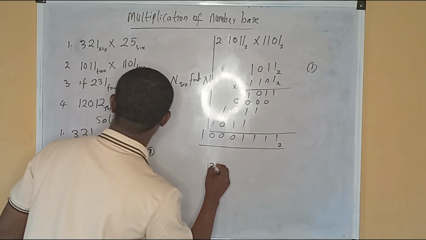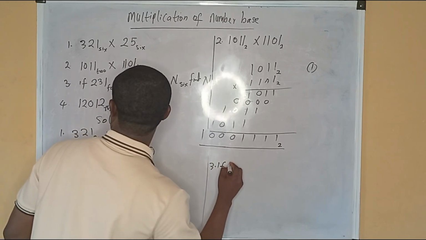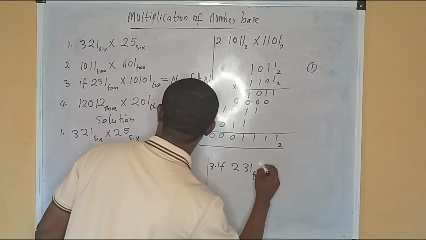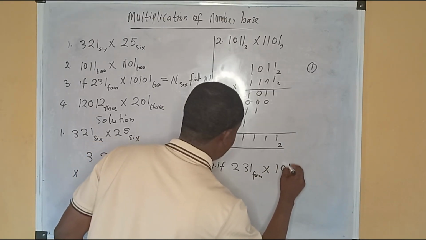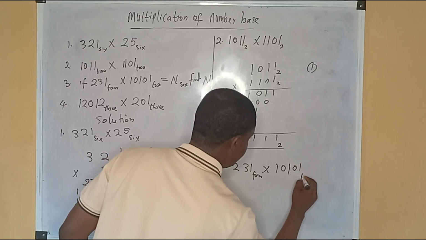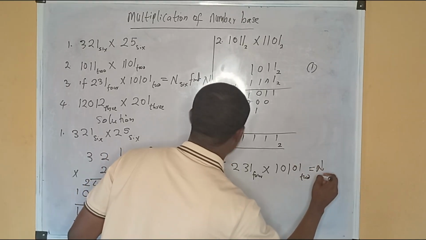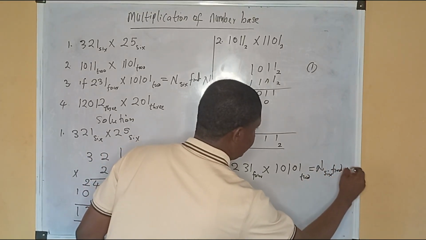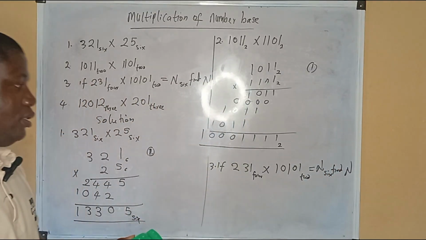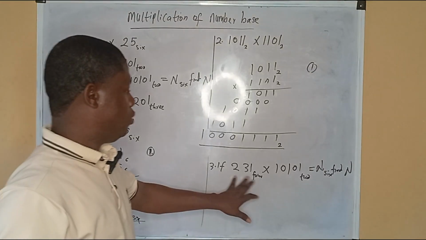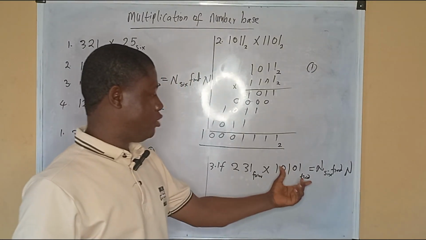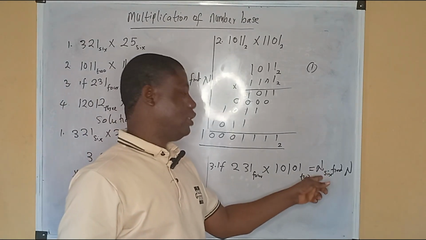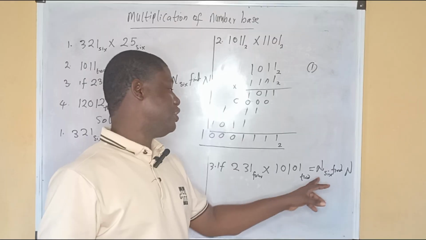So the next one, that is number 3. We're having, he said, if 2, 3, 1 in base 4 times 1, 0, 1, 0, 1 in base 2 is equals to n in base 6. Find n. Now look at this question. This is a common WAEC JAMB NECO question.